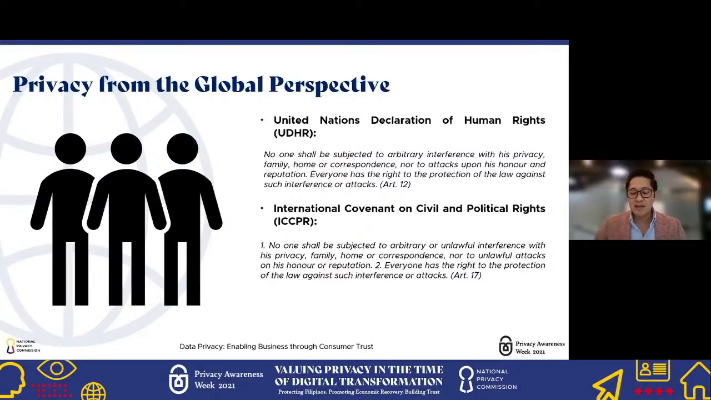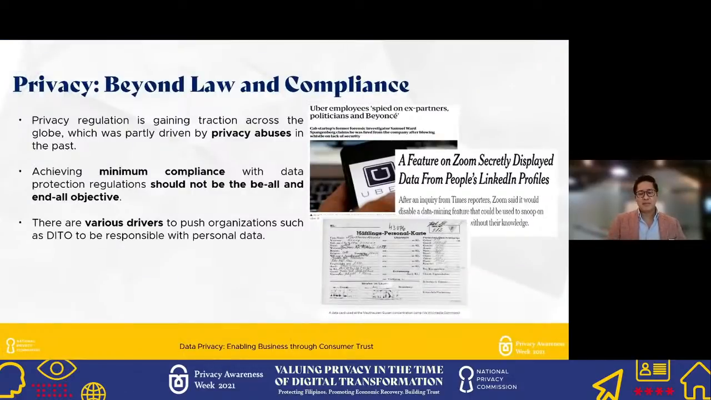And this is even encapsulated as well in the ICCPR, the International Covenant on Civil and Political Rights. So regardless of whether you talk about constitutional law, whether you talk about statutory law, or whether you talk about international law, privacy rights are really gaining prominence. So if we move on to the next slide, please. In Dito, we want to go beyond that.